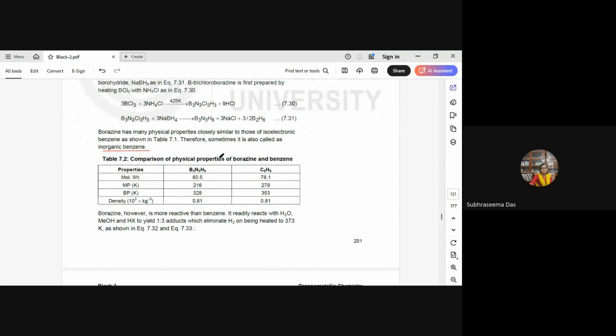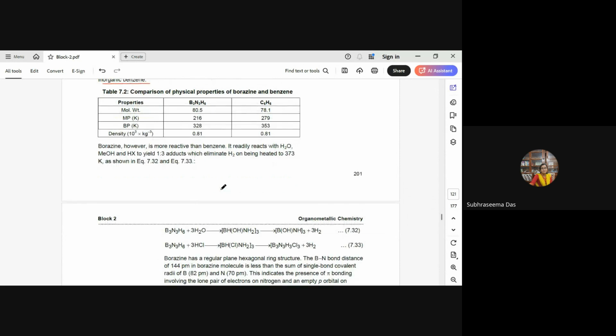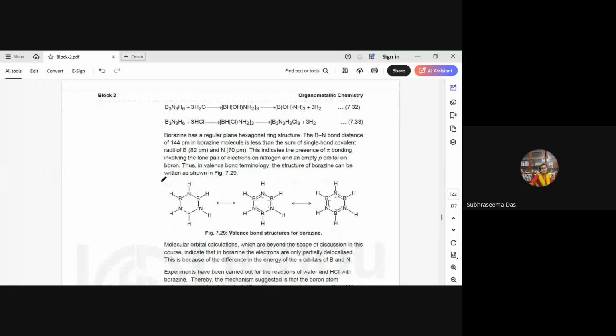In table 7.2, a comparison of the physical properties of borazine and benzene has been shown here. Borazine, however, is more reactive than benzene. It readily reacts with water, ethanol, and acids to yield adducts because its reaction is very fast. Borazine has a regular planar hexagonal ring structure. The B-N bond distance in the borazine molecule is less than the sum of the single bond covalent radii of B and N. This indicates the presence of pi bonding involving the lone pair of electrons on nitrogen and an empty p orbital on boron.